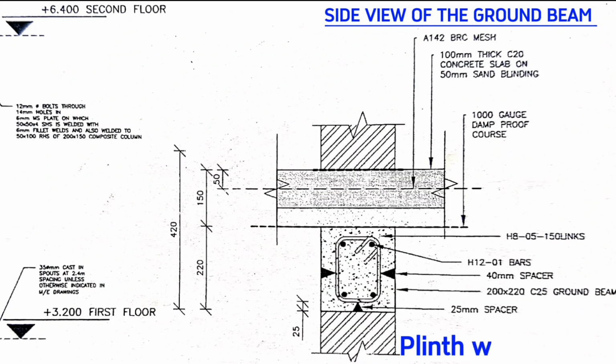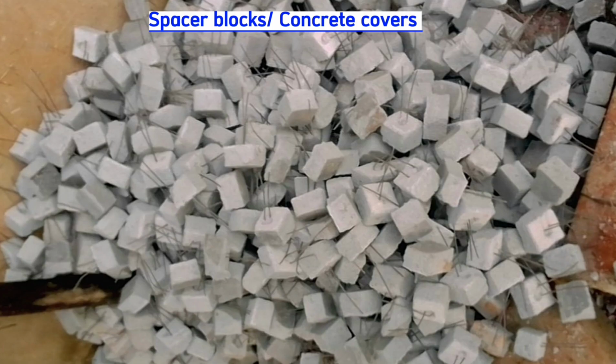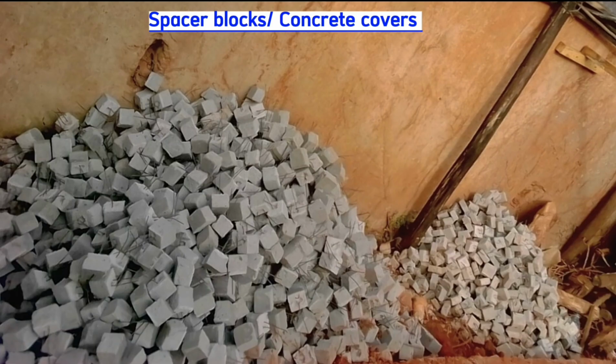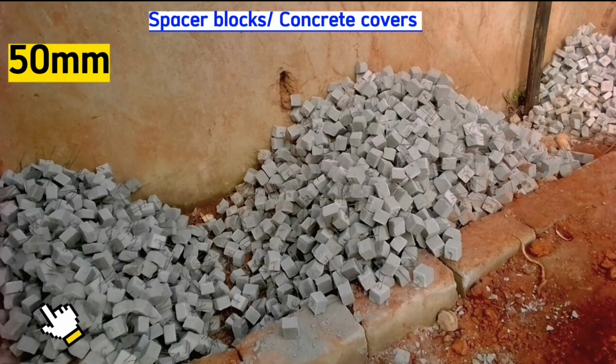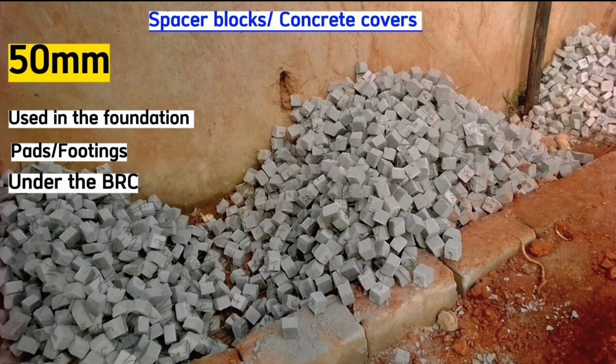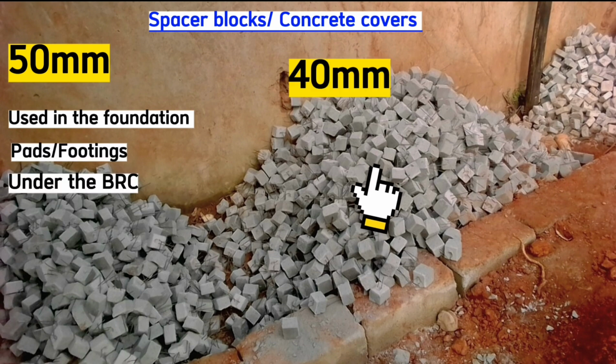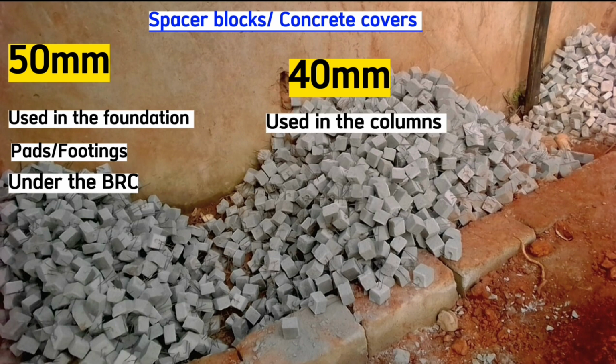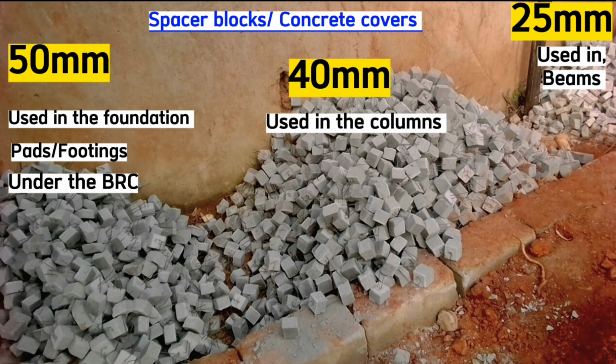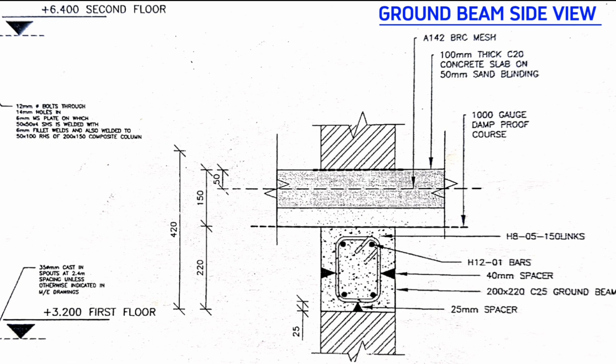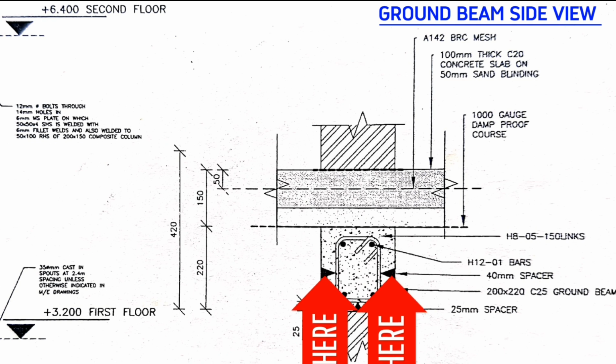When seen from a side, after building the plinth wall, we place 25mm spacer blocks here. Spacer blocks look like this and are always in different sizes to be used at different stages. These are 50mm spacer blocks to be used in the foundation, that is in the bases and also under the BRC. These are 40mm spacer blocks to be used in the columns and these are the 25mm spacer blocks to be used in the beams, slabs and the staircase. But specifically for the ground beam here, the drawing directs us to use 25mm spacer blocks at the bottom, then 40mm spacer blocks in the sides of the beam.